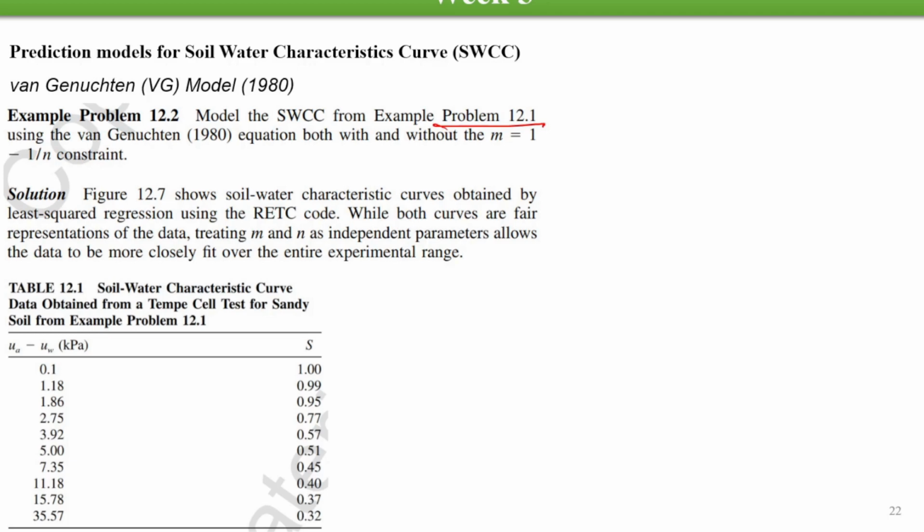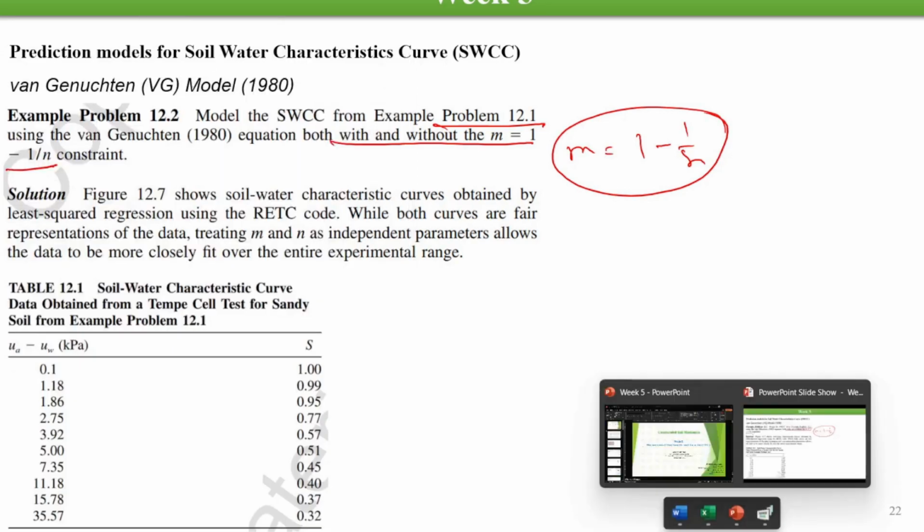Here you can solve it either with or without the constraint m equal to 1 minus 1 upon n. We'll just solve it for one case, where m will be equal to 1 minus 1 upon n. The values given here are the same as given for the previous problem, so we'll again switch to the Excel sheet.